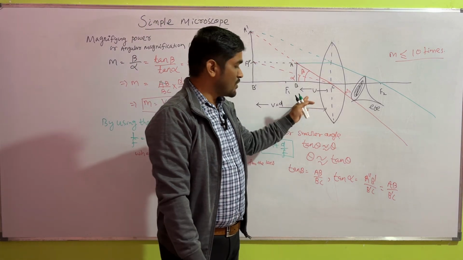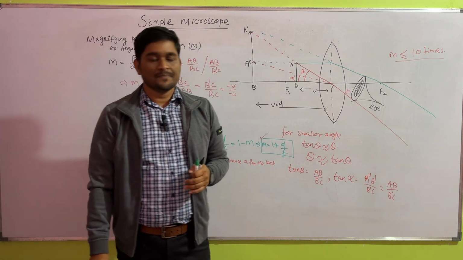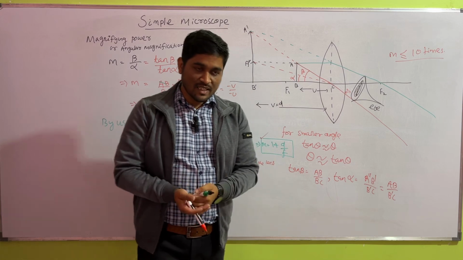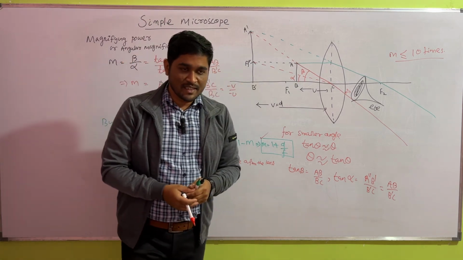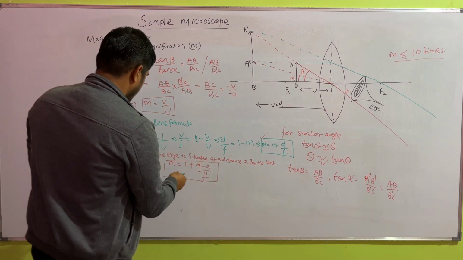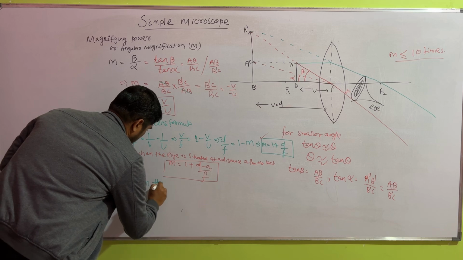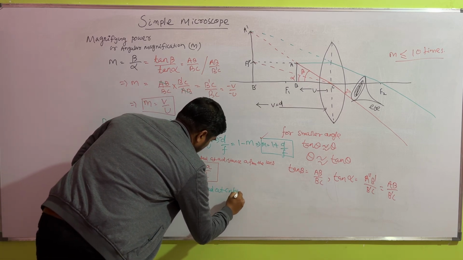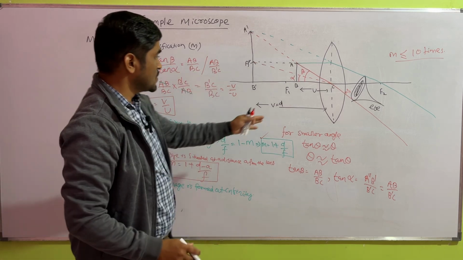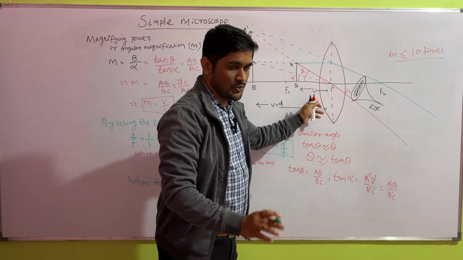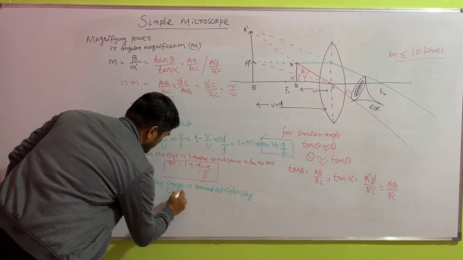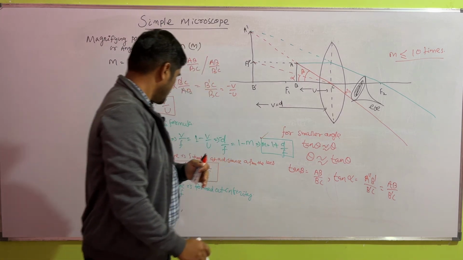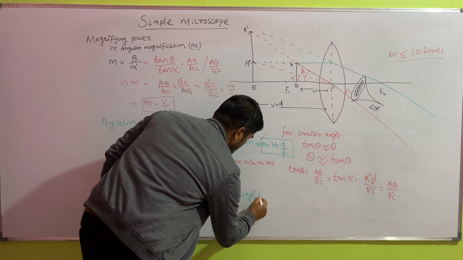Clear? In the formation of image by the lens, we have already discussed that when the object is situated at focus, the image is formed at infinity. So for the case when the image is formed at infinity, we have to take the object distance u equal to f. Clear? And v is equal to infinity.